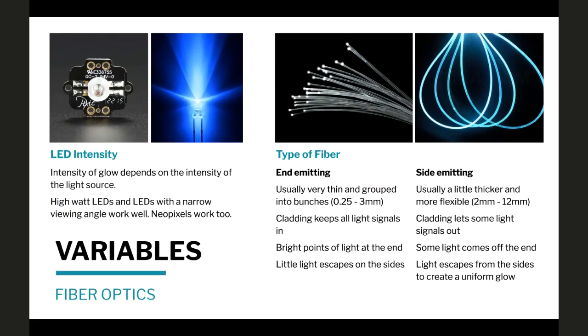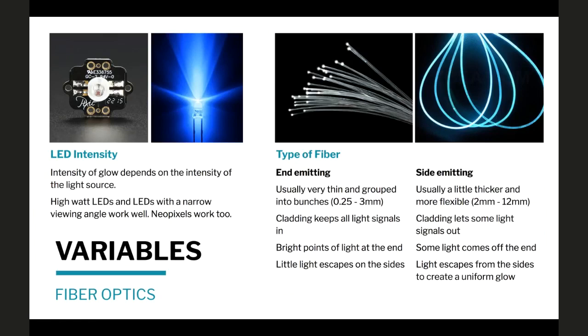The type of fiber is also super important, depending on what aesthetics and visuals you're trying to achieve with your project. You can have either end emitting fibers or side emitting fibers. End emitting fibers are something you've probably seen at carnivals or festivals, where people wave around light tools with flashlights that have these fibers at the end of it. With these you can generally only see little pin needles of light that come out the end of the fiber, right? So, end emitting.